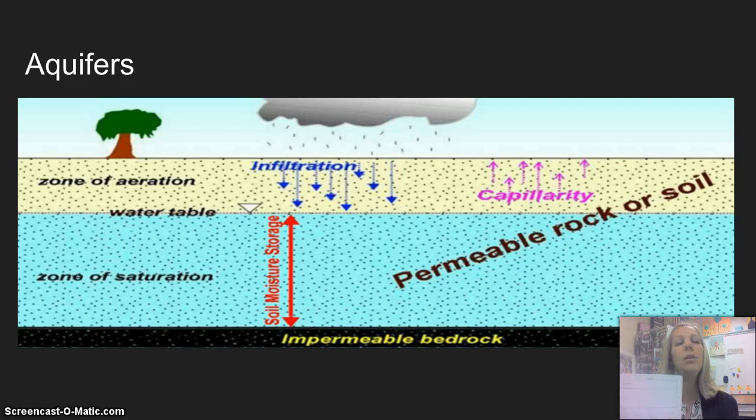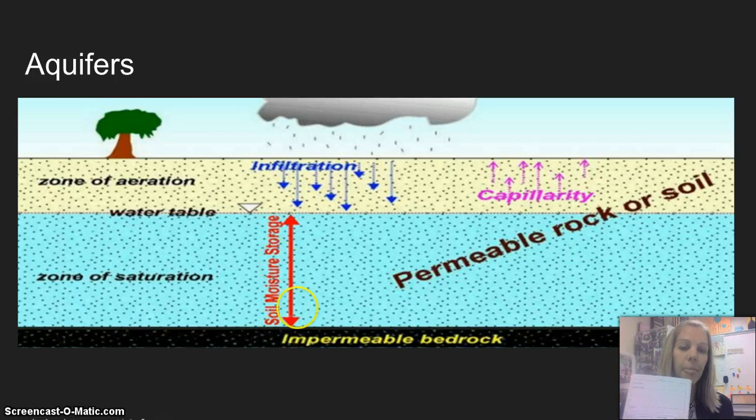So hopefully by now you have the two zones labeled, as well as the water table line. And you understand that the water table line is simply a dividing point. It's an imaginary line that divides the ground that is saturated with water and the ground that's not so much saturated with water. If you look right here, and you can write this down if you want on your notes, this would be the soil moisture storage.